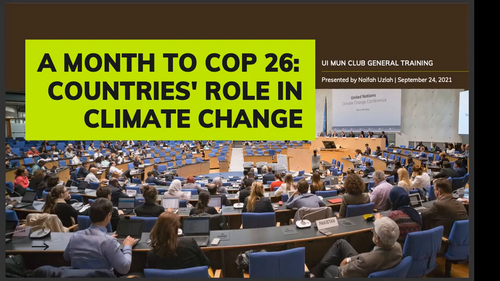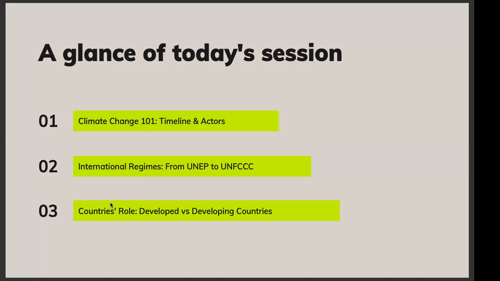All right. So for today's occasion, I will be mainly talking about three main things. The first is about the issue of climate change itself, basically introducing you to what has been happening in the issue of climate change, so the timeline and also the relevant actors. And then I will also talk about the international regimes that are related to climate change. This includes UNEP, or UN Environment Program, and also UNFCCC, or UN Framework Convention on Climate Change. And then the third one, which is also going to be the main point of this training session, is regarding the role of countries in this issue, especially since there is a huge distinction between developed and developing countries in many issues, but also in the issue of climate change, this distinction is really apparent. So these will be the topics that we'll be talking about.